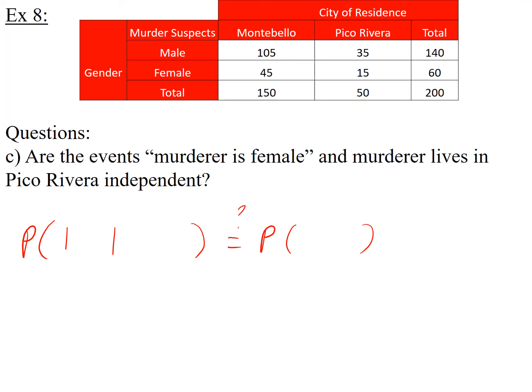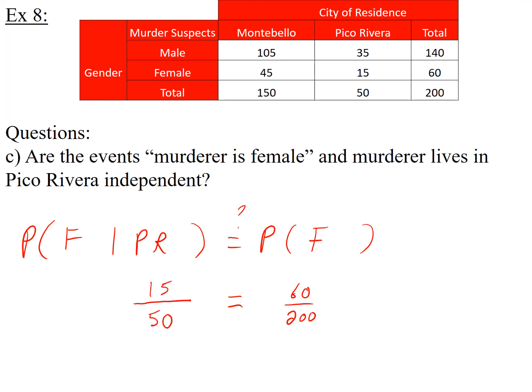Okay, so I'm going to put female here, Pico Rivera here. Then this one has to be female. And of course, we already found all these. So let me go ahead and just put these answers here real quick. Part A was the right side, probably murder is female, which was 60 out of 200. And the right side was part B, probably murder is female given they're from Pico Rivera, was 15 out of 50.